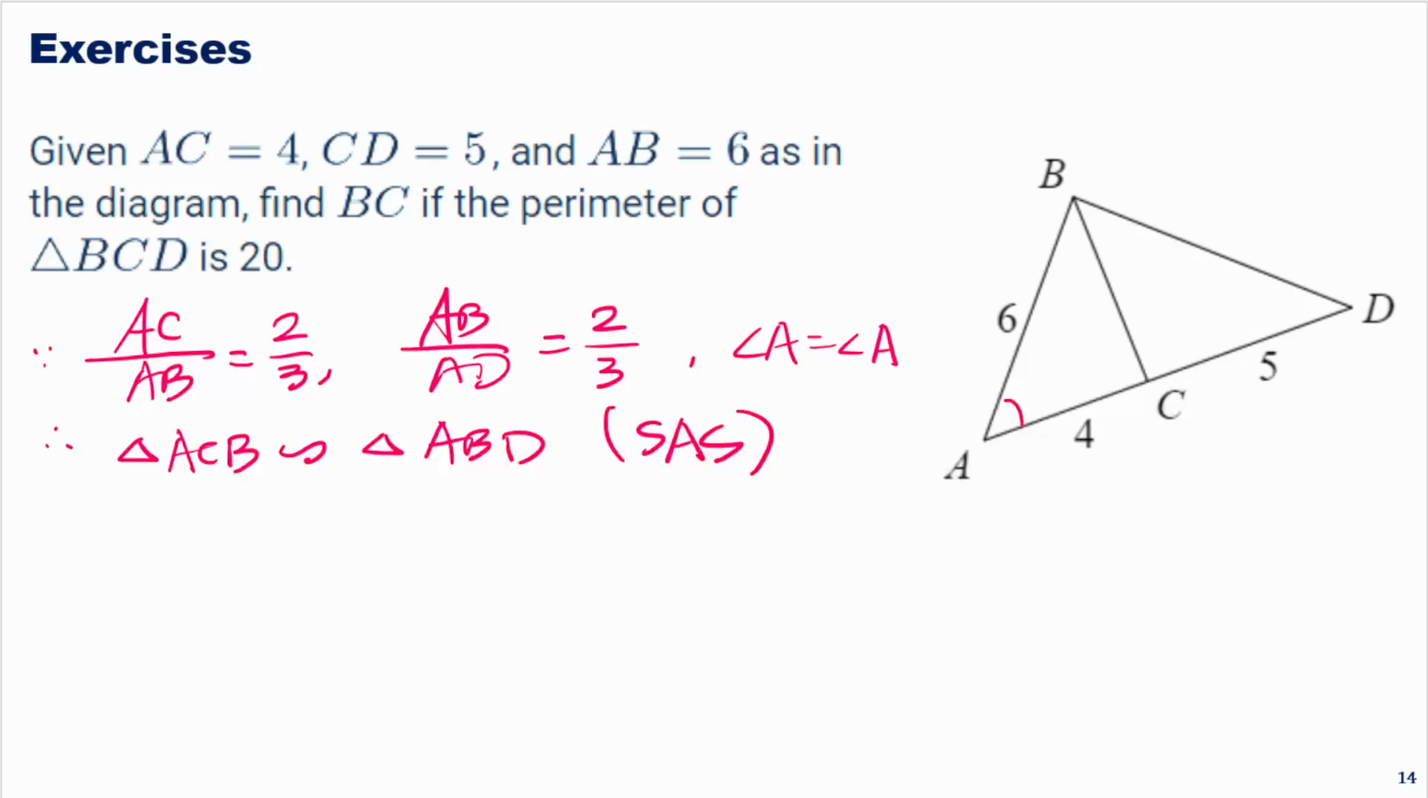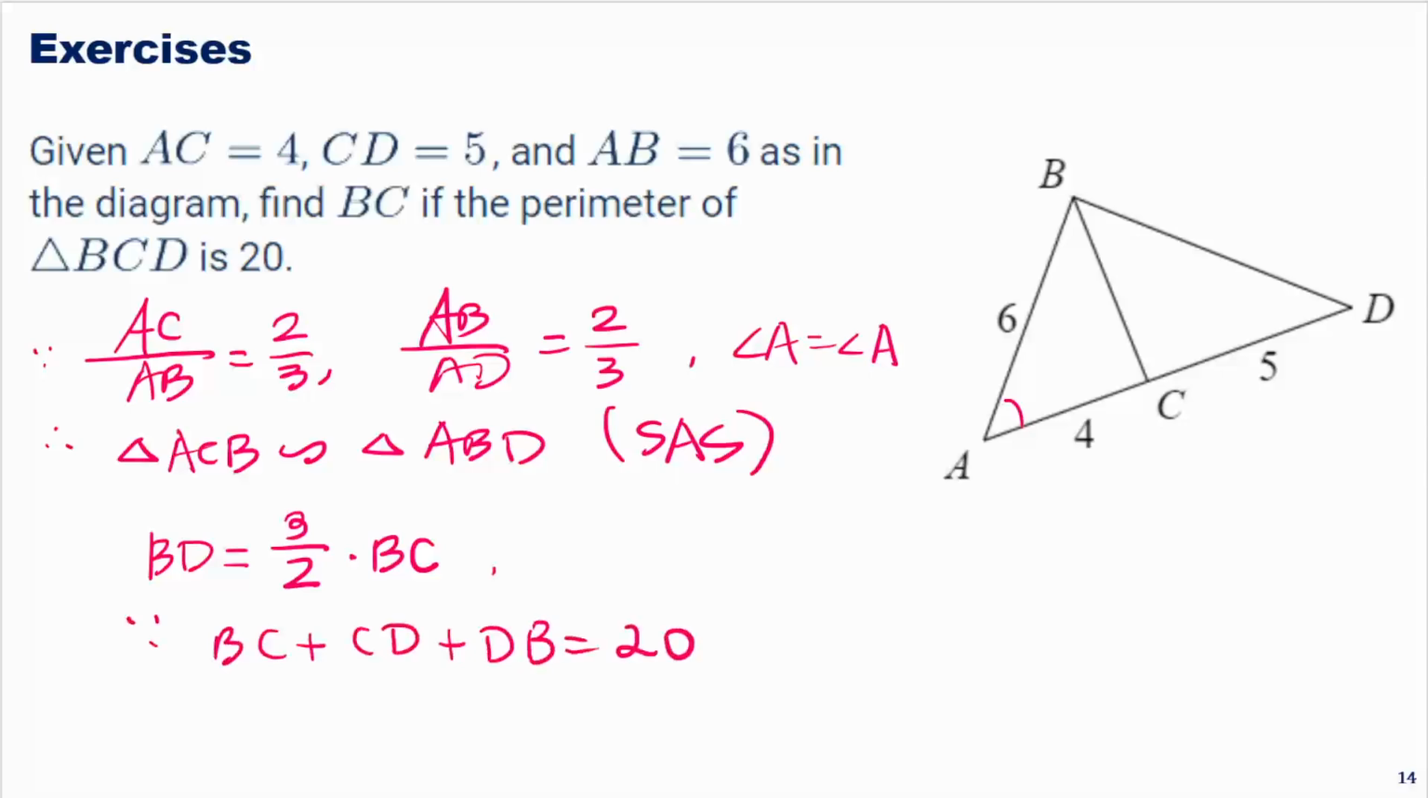And also, since the sides of triangle ABD are 3/2 of the corresponding sides of triangle ACB, we have BD equals 3/2 times BC. Now we can use the perimeter information. We know that BC plus CD plus DB equals 20. Then we have BC plus 5 plus 3/2 BC equals 20. Therefore, we can solve: BC is actually 6.